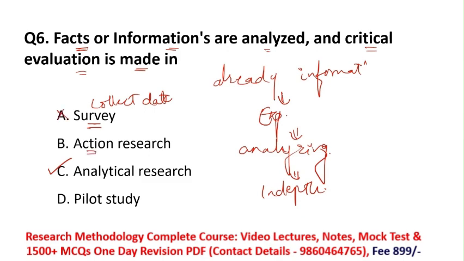Then option B, action research. In action research, the researcher generally solves a problem, which is immediate problem-solving research. So here you are not solving any problem. You are just analyzing. You already have information, you are just analyzing, you are not solving any problem here. So here option B is incorrect.